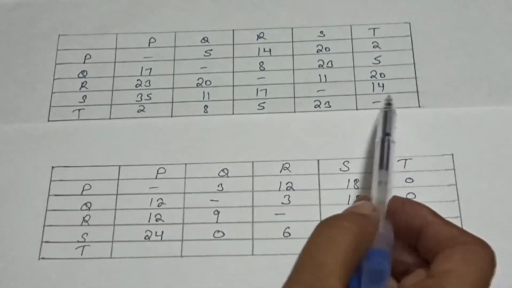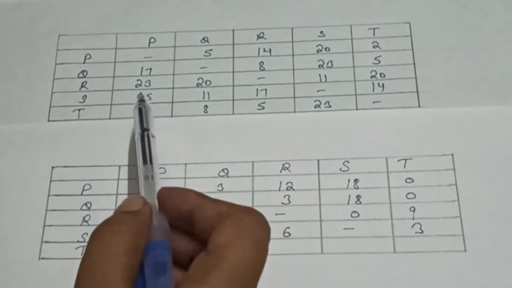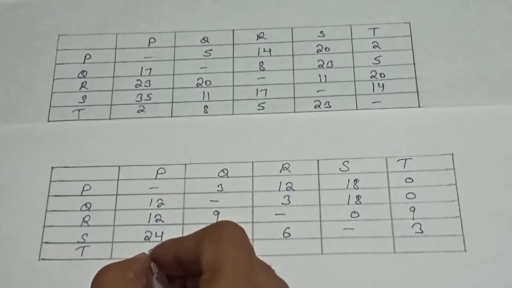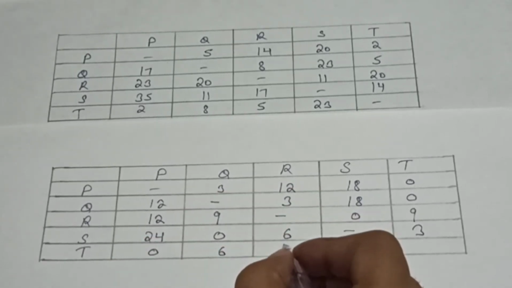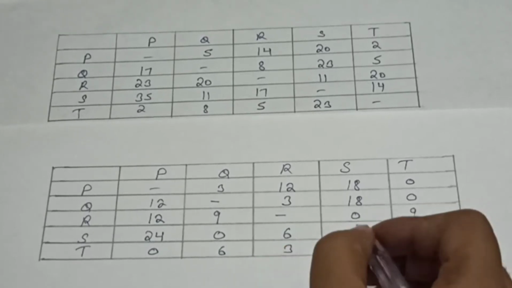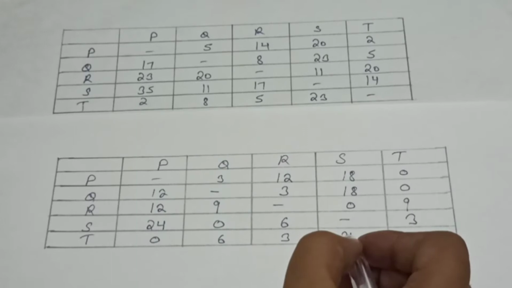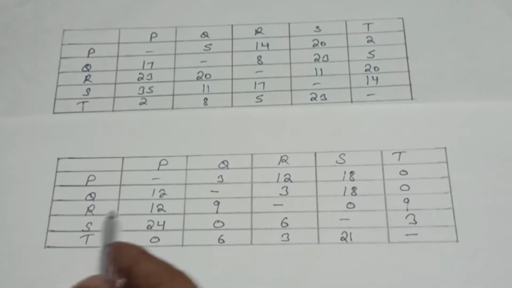In the fifth row, you can see 2, 8, 5, 23. So 2 is the minimum element. So 2 minus 2 is equal to 0. 8 minus 2 is equal to 6. 5 minus 2 is equal to 3. 23 minus 2 is equal to 21. So this is our matrix with row minimization.